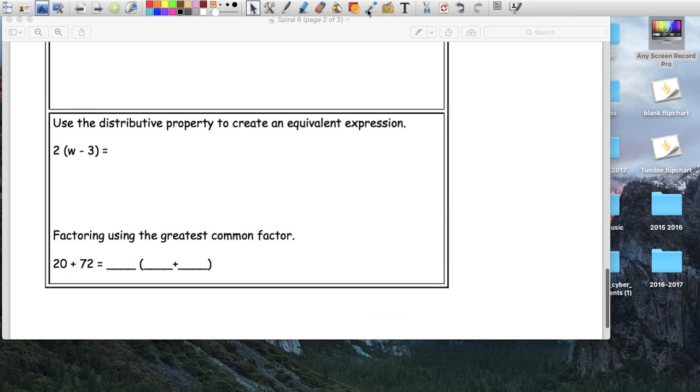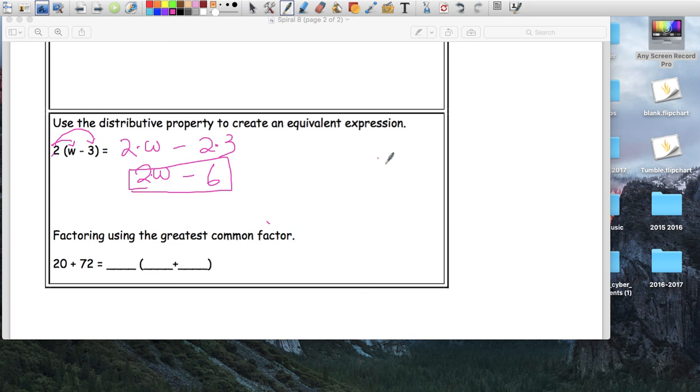Use the distributive property to create an equivalent expression. So remember Angry Birds here. This times this, and this times that. So you get 2 times W, minus 2 times 3. Let's just make this a little bit cleaner to look at. So 2 times W is just 2W, and minus 2 times 3, which is 6. So here's your final answer. So this 2W minus 6 is the same thing as 2 parentheses W minus 3.